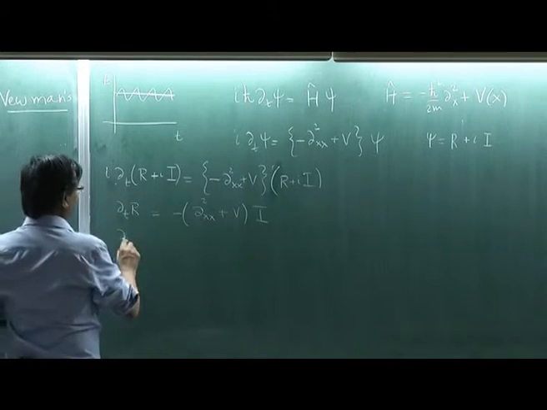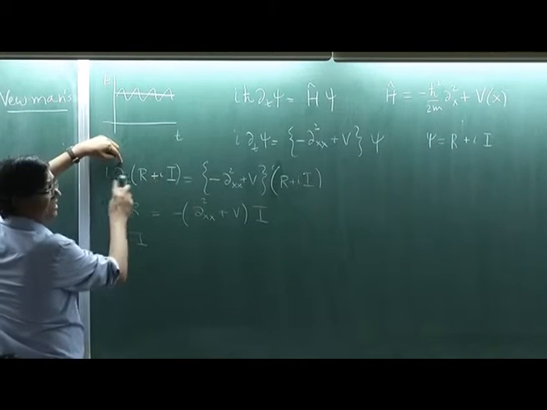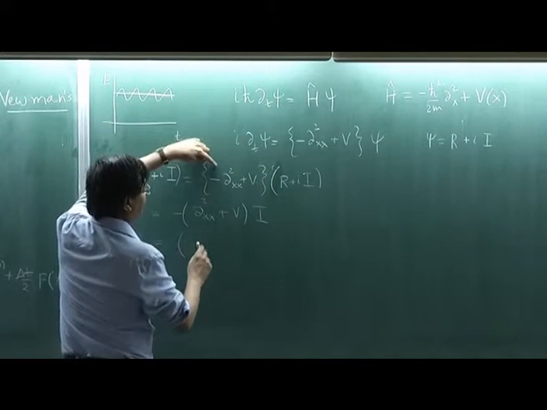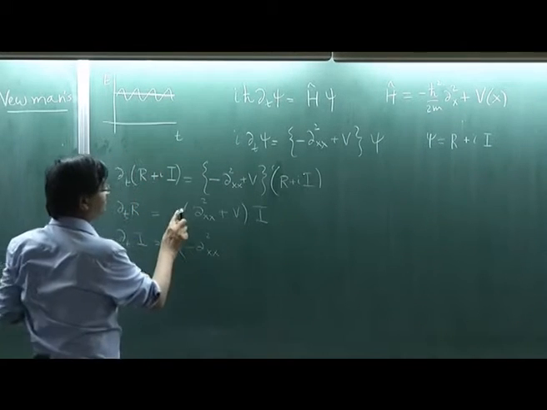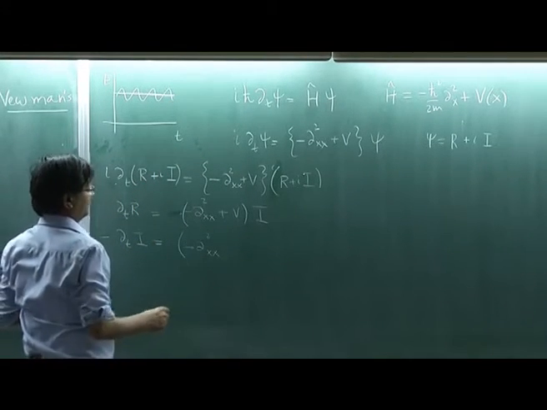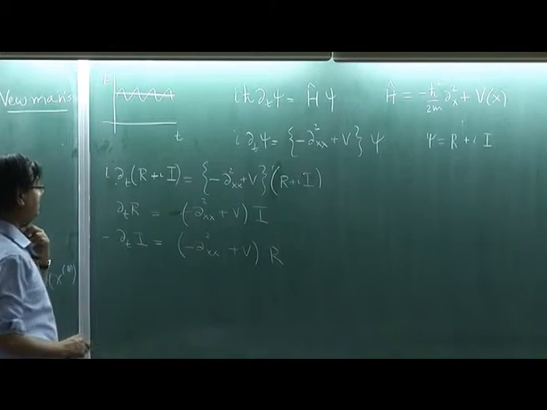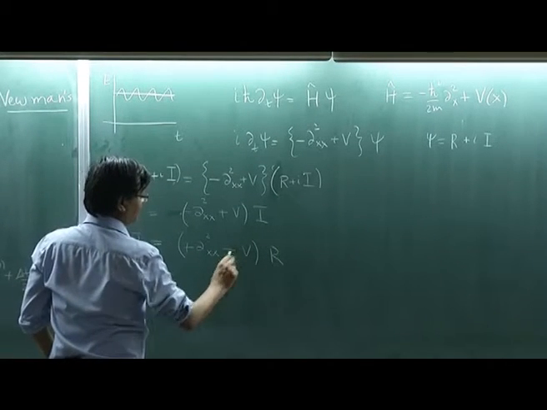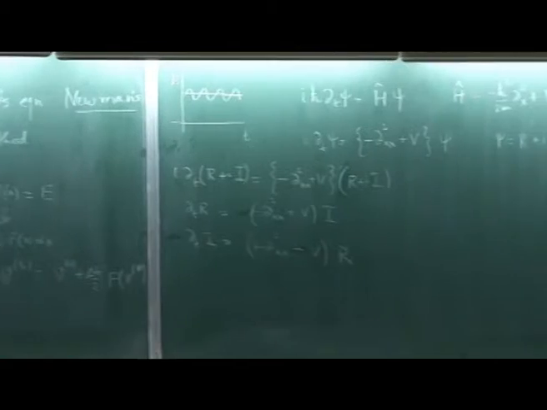Now what happens to the other one, dt I? With the minus sign, i squared is minus 1, equal to, now here the real part, minus dx squared. I made a mistake, no, this is minus here inside, plus V of R. So let us put a minus sign here, minus, this becomes plus. Okay, so these are the two coupled equations for the real part and imaginary part. Both R and I are functions of x.